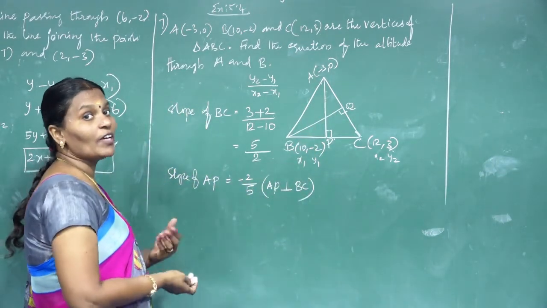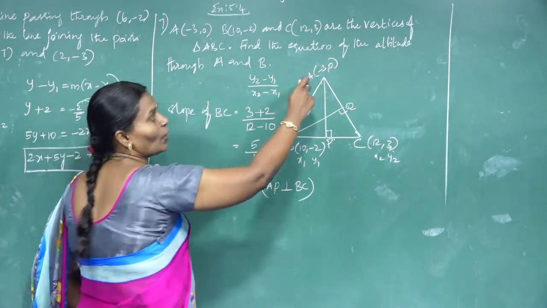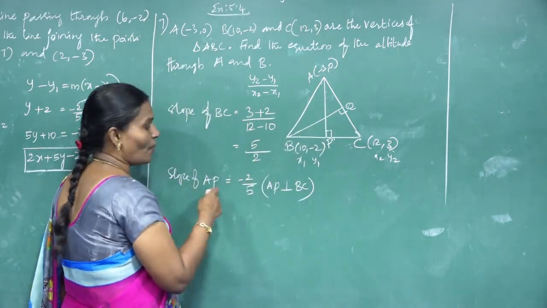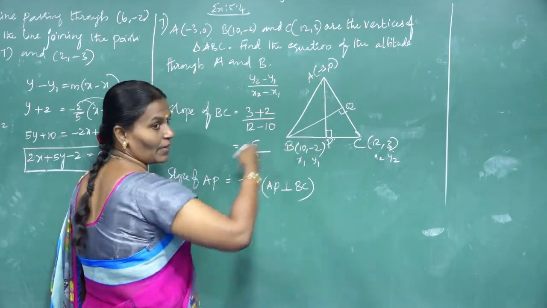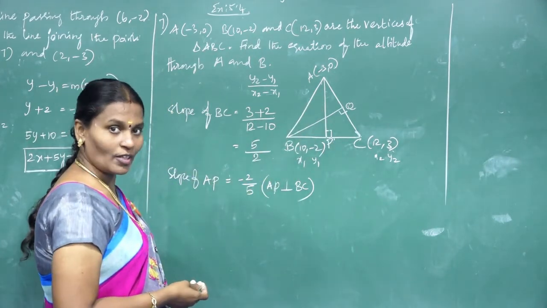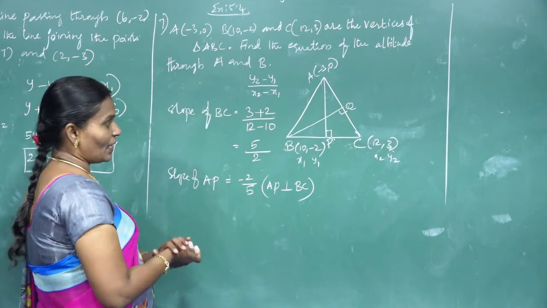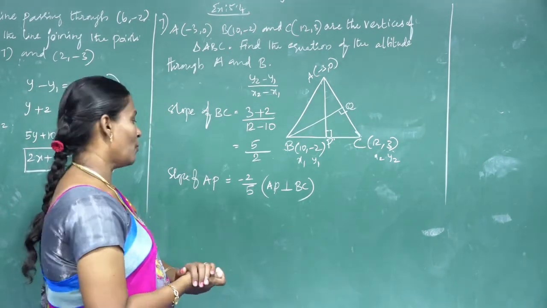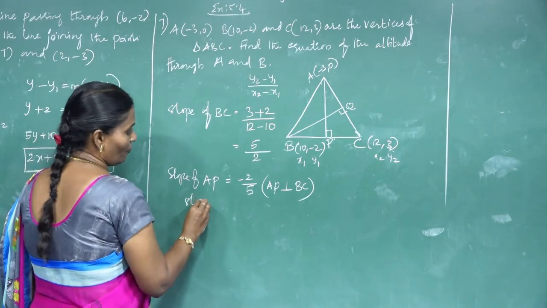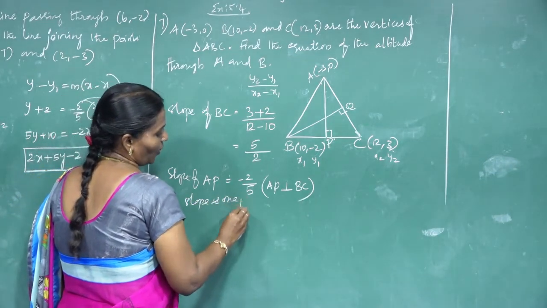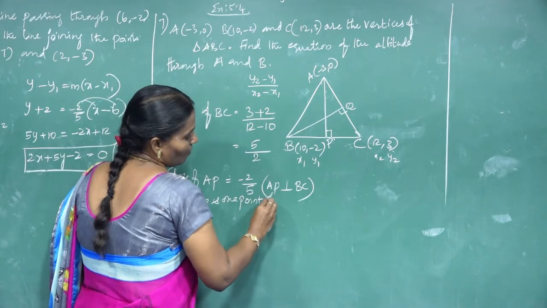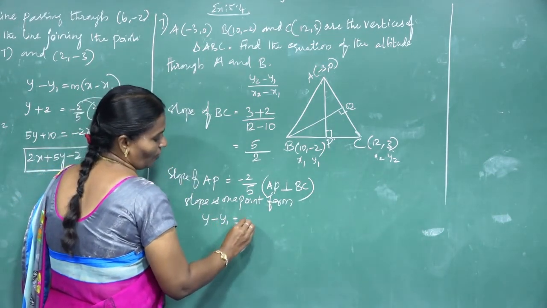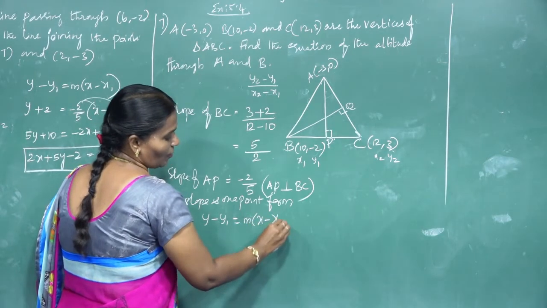How do you find the equation of that AP? You know one point, the A point, and you know the slope of the altitude AP. So you apply the slope and one point form. What is the slope one point form? That is y minus y1 is equal to m of x minus x1.